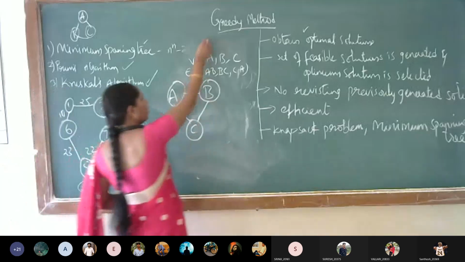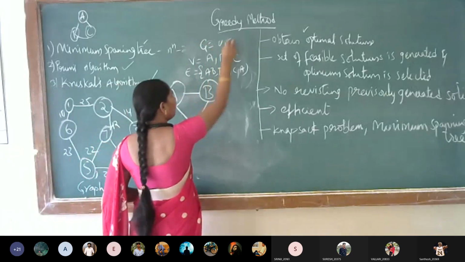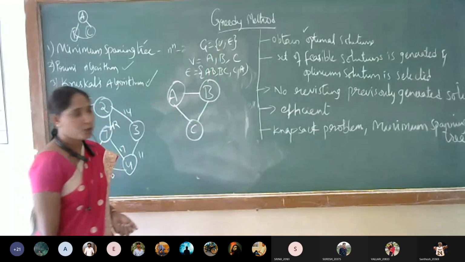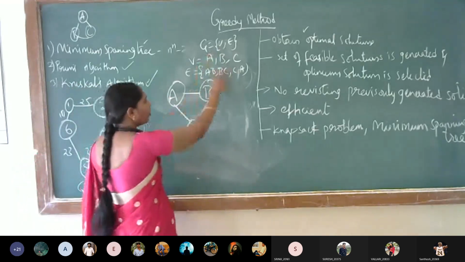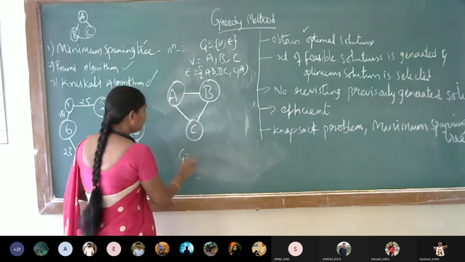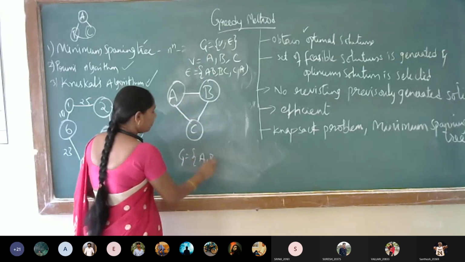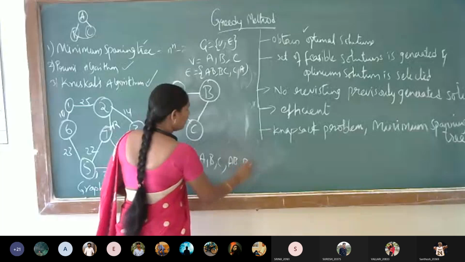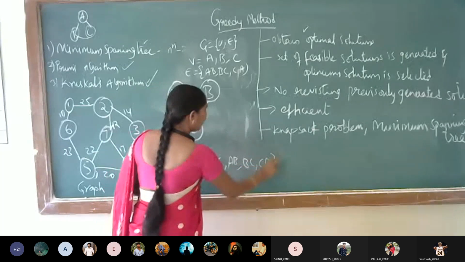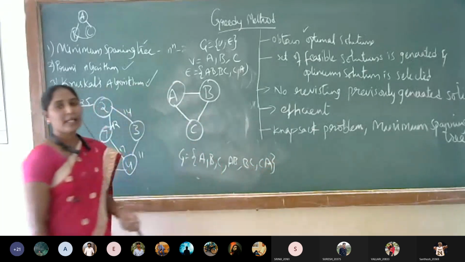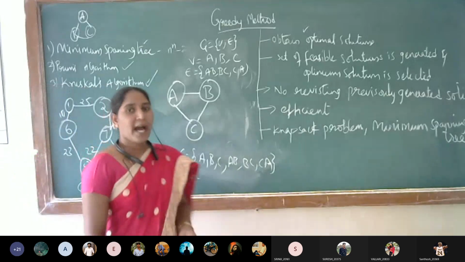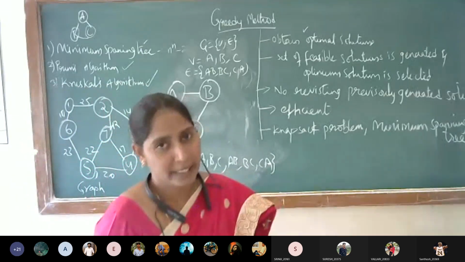Okay, a graph is denoted with what? Vertices V and edges E. So vertices and edges have to be specified. For this graph, what are the vertices I'm having? G is equal to A, B, C. And what are the edges I'm having? AB, BC and CA. Okay, this is my graph G. So for this particular graph, I need to construct a spanning tree.